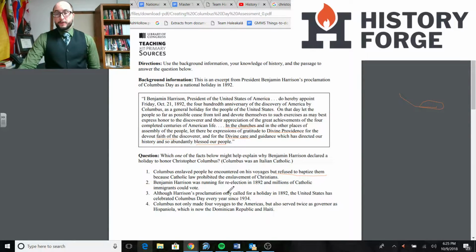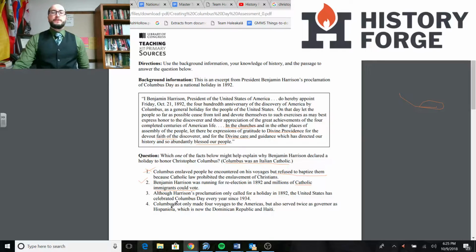Benjamin Harrison was running for re-election in 1892, and millions of Catholic immigrants could vote. So he says right here, Catholic people could vote, and Benjamin Harrison wants to be reelected. Notice here in parentheses too, they said Columbus was an Italian Catholic. So maybe the Italian Catholics would have been so proud of Columbus, and if they connected that pride to Benjamin Harrison saying, hey guys, I'm the one who made a holiday, aren't you proud of me? Maybe they would have been really happy about that and voted for him. So I'm going to go ahead and X out number 1 because I don't think that's it. I'm going to maybe put a check mark to number 2 right now. Let's read the other 2.